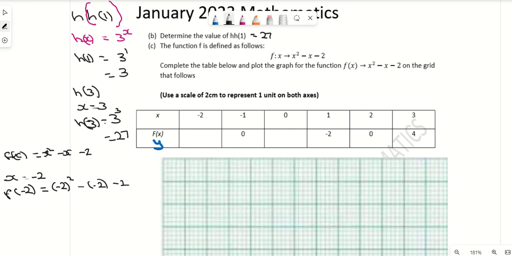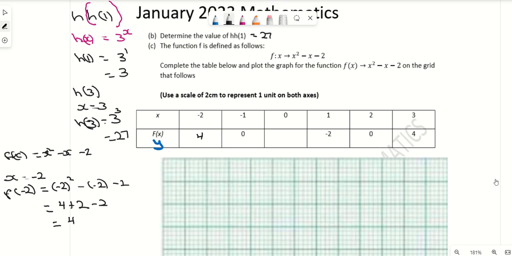Right? -2 squared is -2 multiplied by -2, which is 4. Then a minus and a minus is a plus. So this is +2, right? -2. We see that 4 plus 2 is 6. 6 minus 2 is 4. So my answer for when x is -2 is 4.